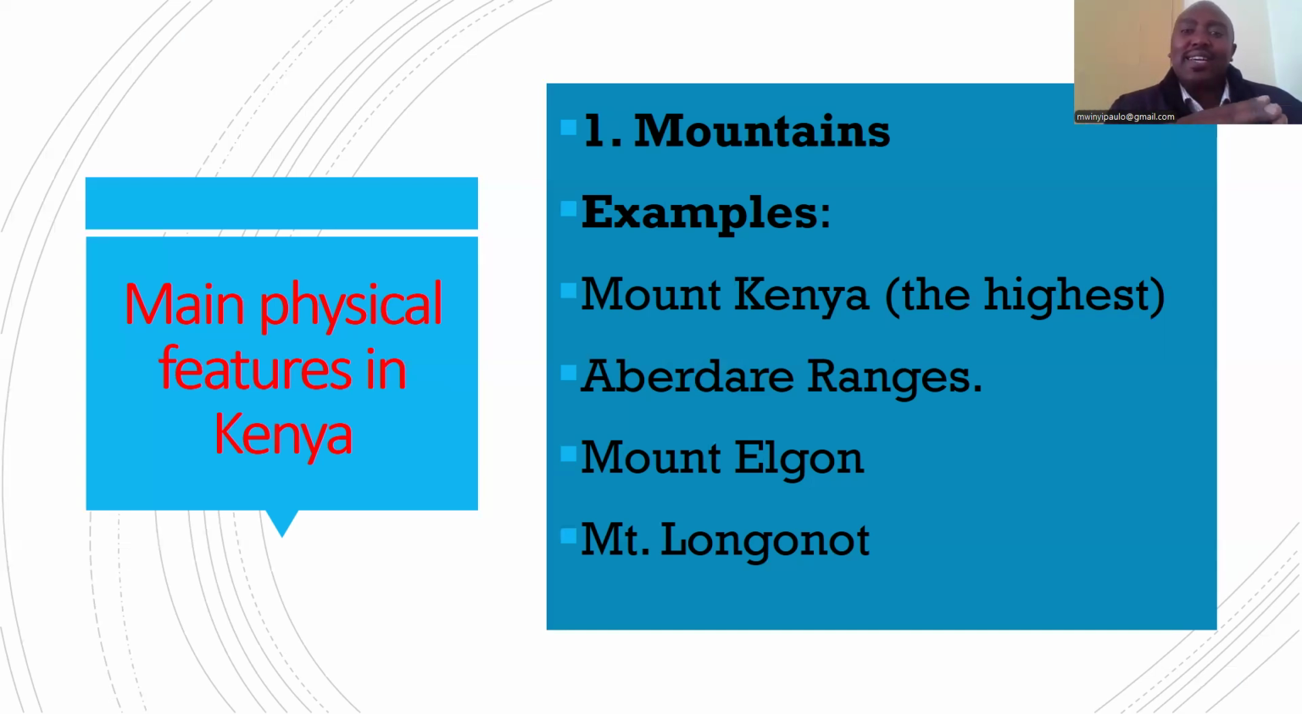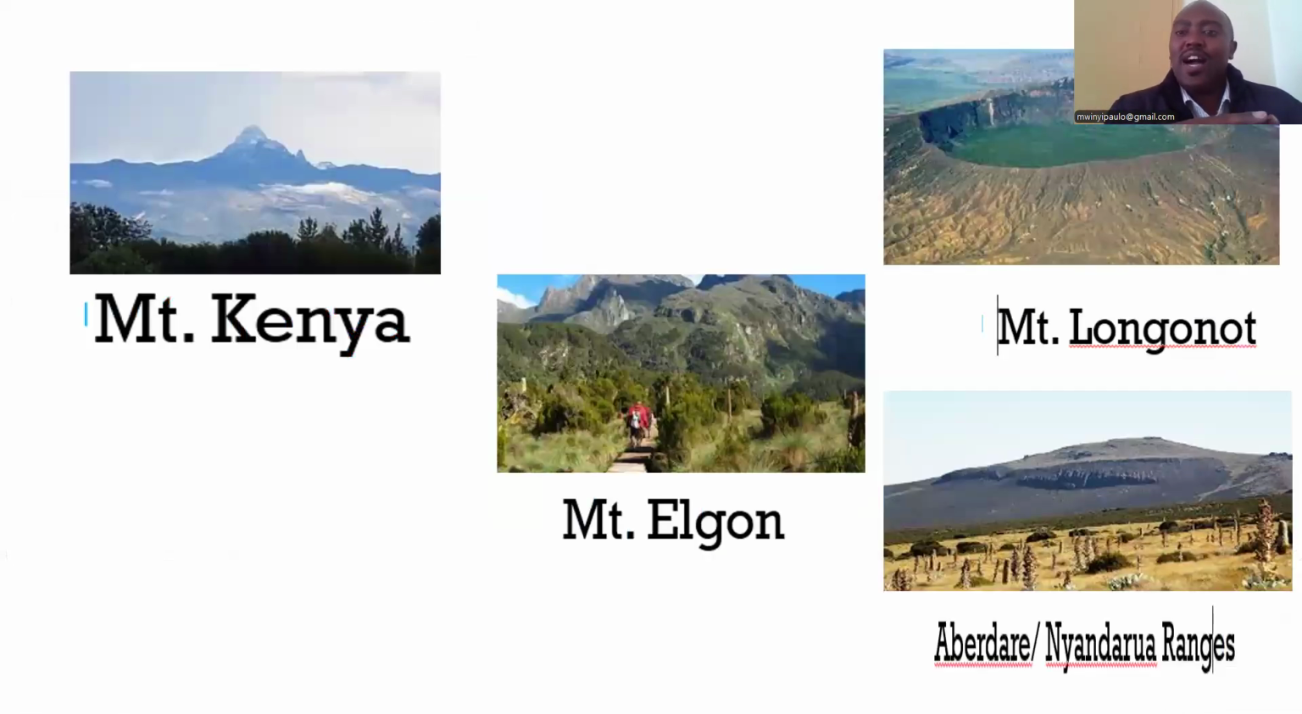Good. The second mountain is the Aberdare Ranges, also known as the Nyandarua Ranges. We also have Mount Elgon, which is in Bungoma County, and Mount Longonot. So these are just examples of the main mountains we have in Kenya. I've not said that this list is all-inclusive. We have other mountains like Mount Marsabit and Mount Kulal. I've just mentioned the main mountains that we have in Kenya.